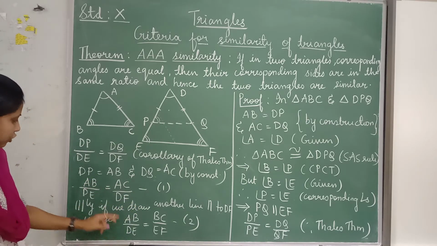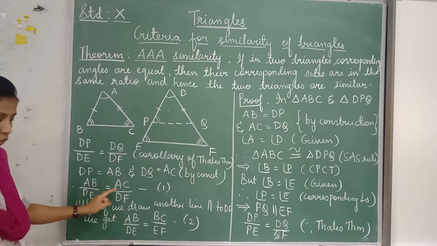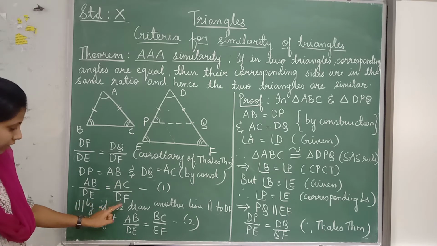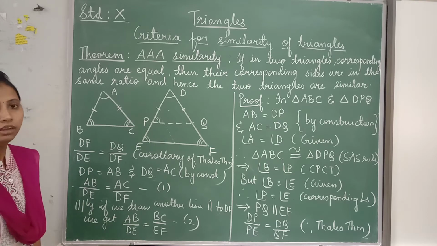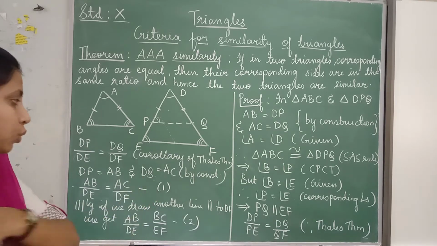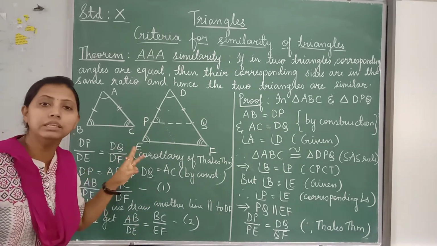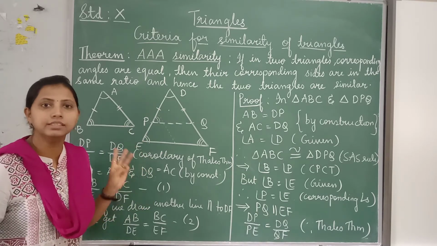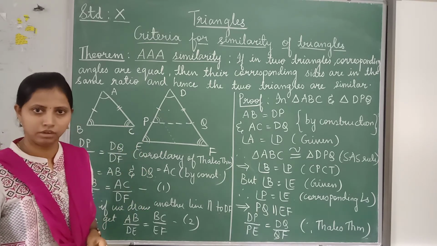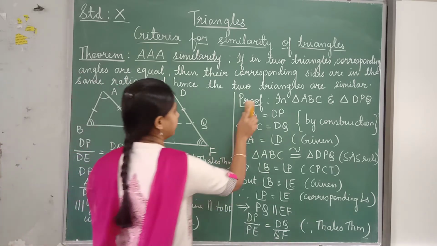Now from 1 and 2 you can see AB by DE is also equal to AC by DF and AB by DE is again equal to BC by EF. So from this 1 and 2 we can write all the three sides are in equal proportion and hence the triangles are similar. Children? I will write it here.